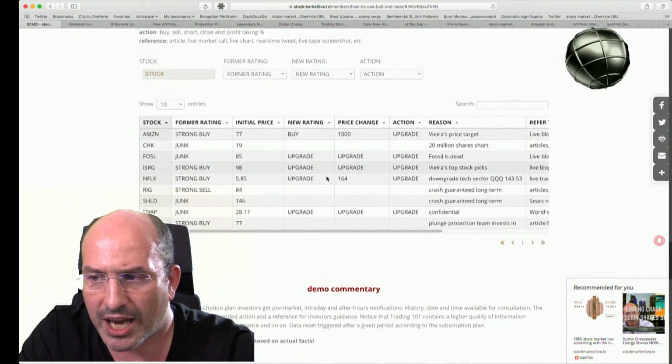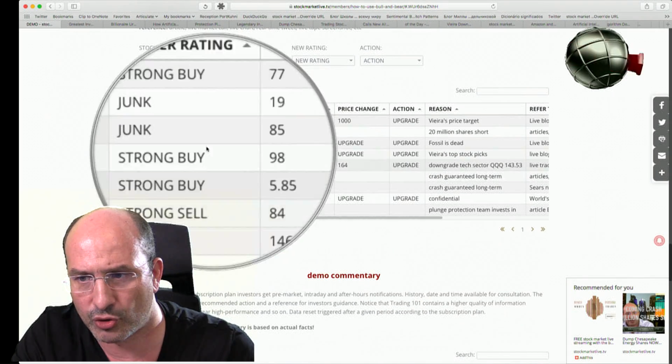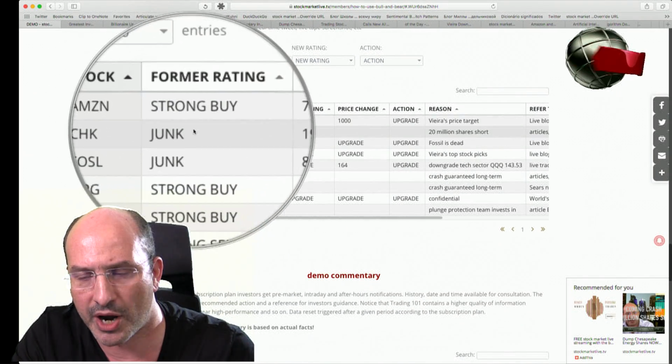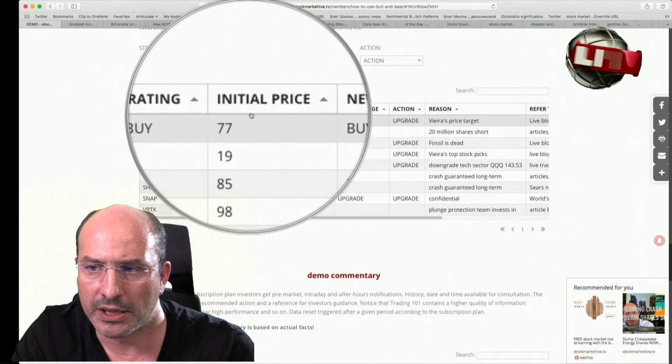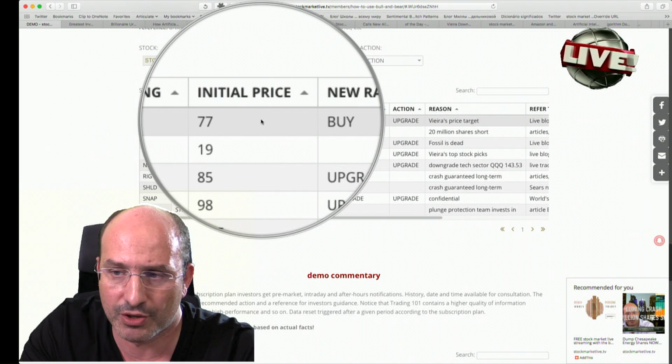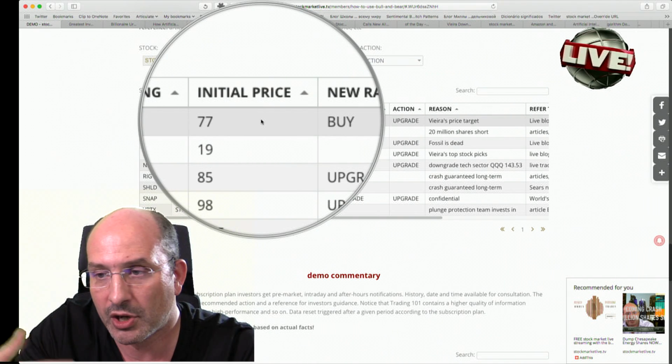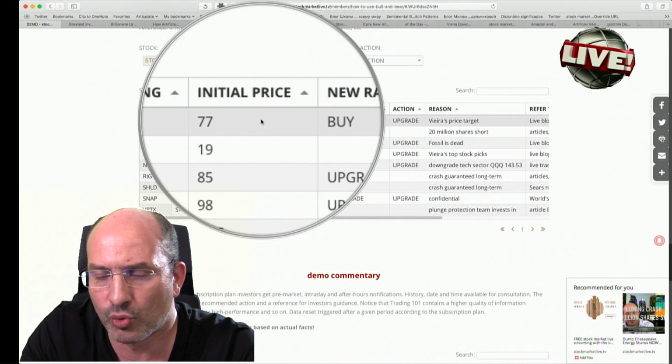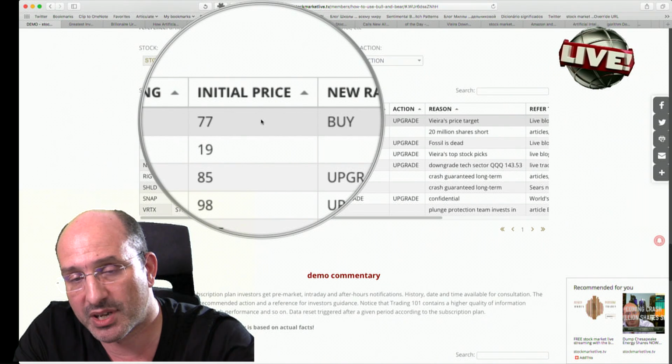And you have here the tables, all right? So I'm going to use the zoom function. So Amazon strong buy, initial price 77. So it has been since then, since I put Amazon to strong buy, $77 with the highest price target in the world. We have been following Amazon for years.